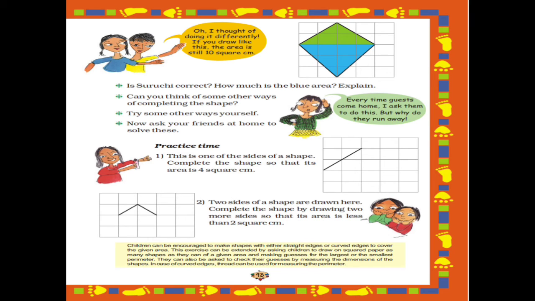Now practice time. This is one of the sides of a shape. Complete the shape so that its area is 4 square centimeter. Now this practice time question you have to do as a homework.